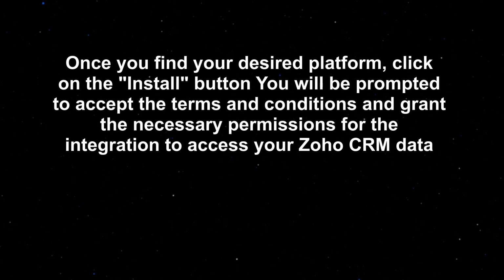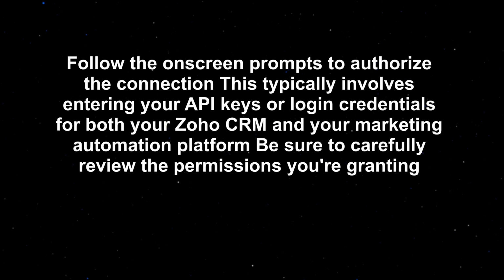You will be prompted to accept the terms and conditions and grant the necessary permissions for the integration to access your Zoho CRM data. Follow the on-screen prompts to authorize the connection. This typically involves entering your API keys or login credentials for both your Zoho CRM and your marketing automation platform. Be sure to carefully review the permissions you're granting.